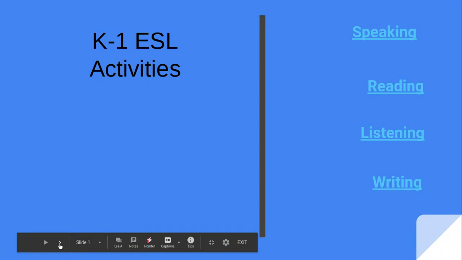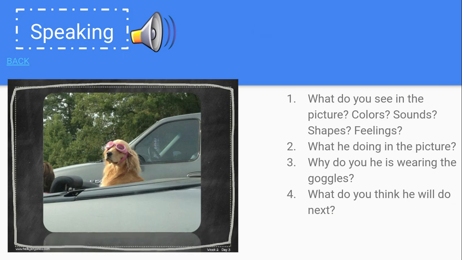All right, first thing is this silly picture of a dog. What do you see in the picture? What are the colors? I just thought of this: do you know what type of dog this is, maybe? Or even what color do you call him? What sounds you might hear, shapes and feelings that you get from the picture. And what is he doing in the picture? Why do you think he's wearing the goggles? And what do you think he will do next?